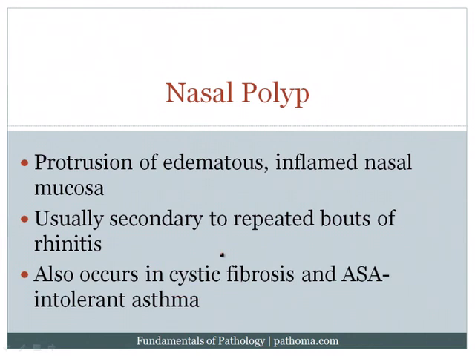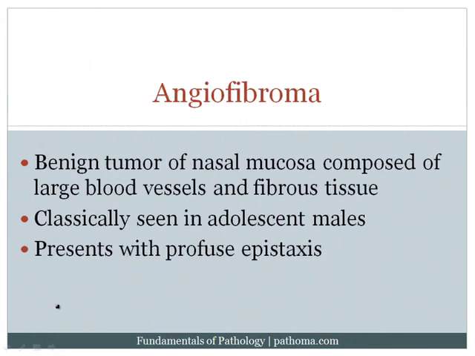The second high yield here is that there is a subgroup of adults who also develop nasal polyps because they have something called aspirin-intolerant asthma. This is a triad of asthma, aspirin-induced bronchospasm, and nasal polyps, and it's seen in 10% of asthmatic adults. So remember that patients with aspirin-intolerant asthma can also develop nasal polyps. So those are the two high yields on this slide.